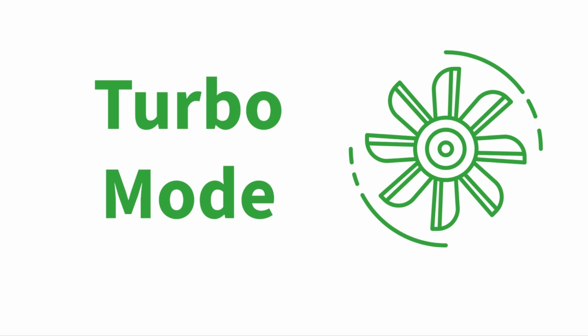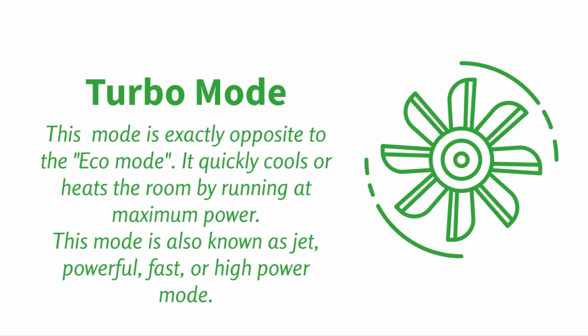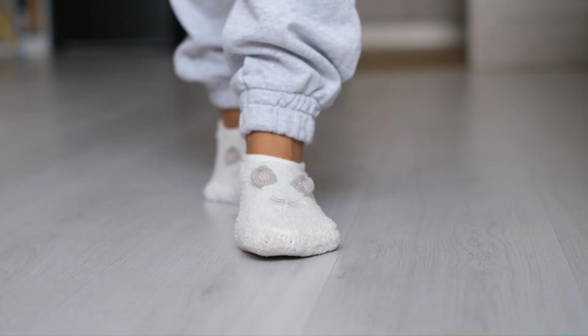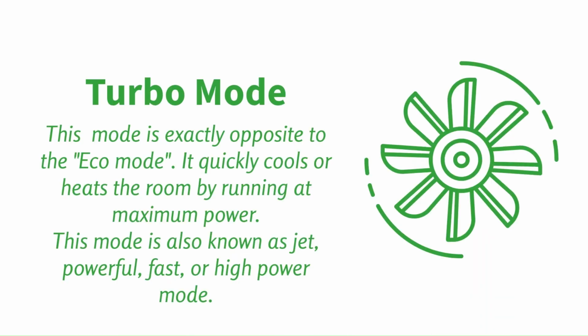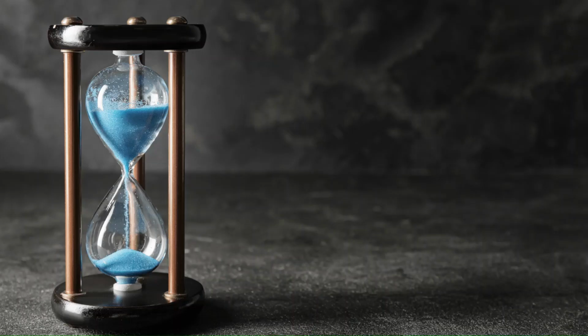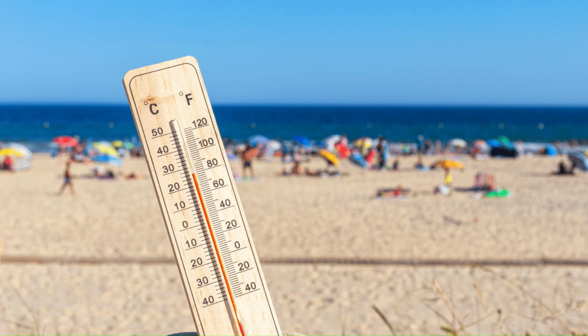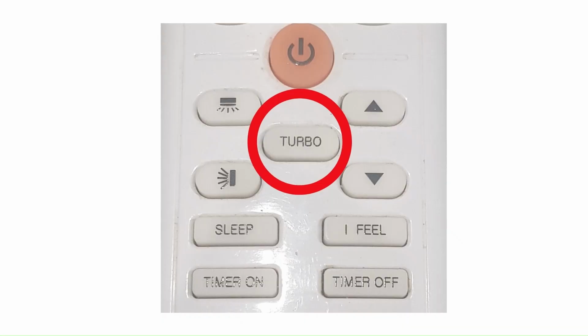Next is turbo mode. This mode is represented by a turbo button. This mode is exactly opposite of eco mode. It quickly cools or heats the room by running at maximum power. This mode is also known as jet, powerful, fast, or high power mode. As you may guess, energy usage is very high in this setting, and it would be wise to use it only for a short period of time. This can be ideal when it is extremely hot or extremely cold, and once the temperature settles down, you can turn off turbo mode.